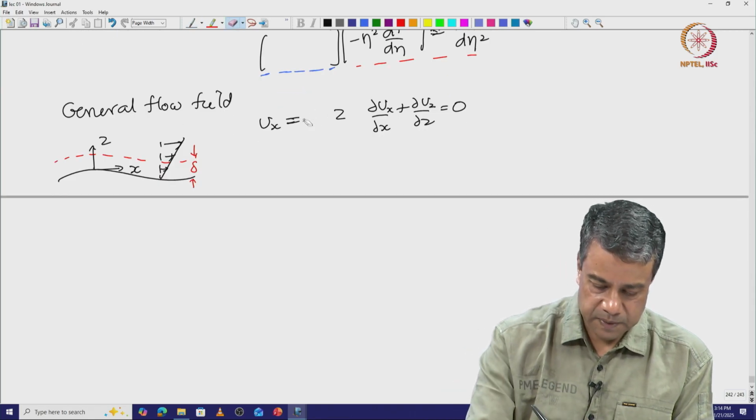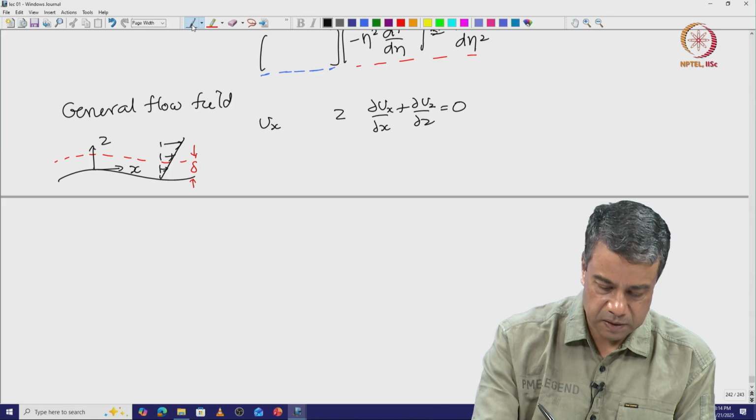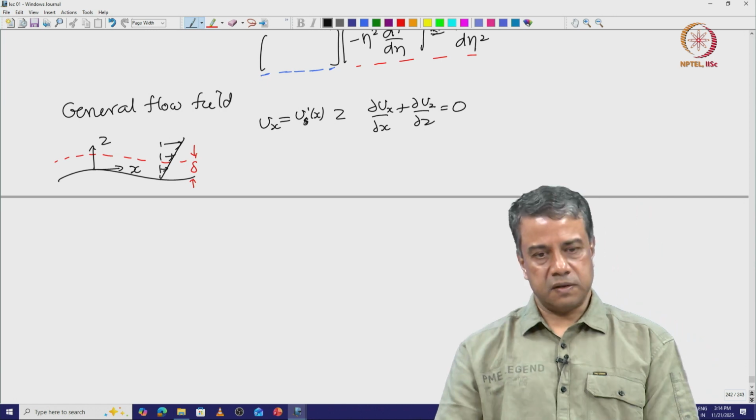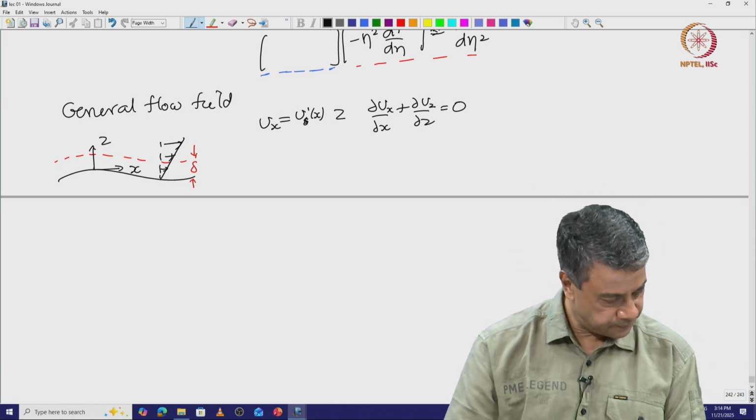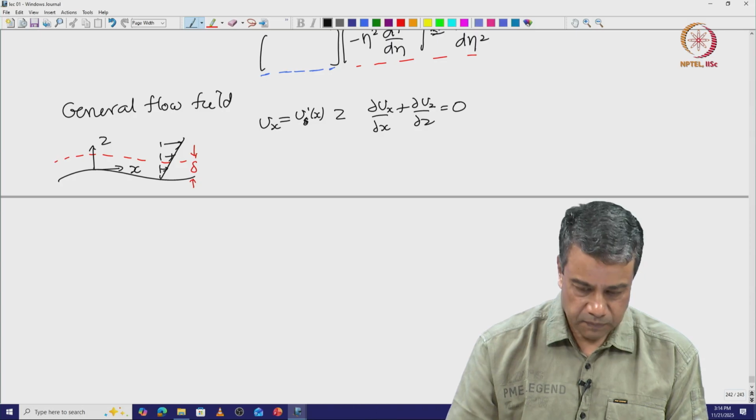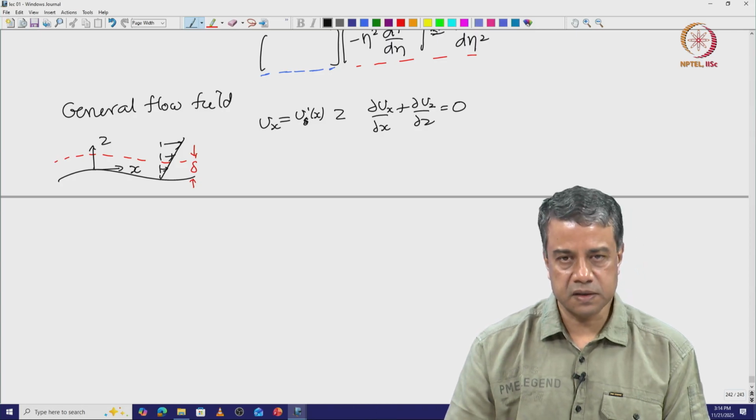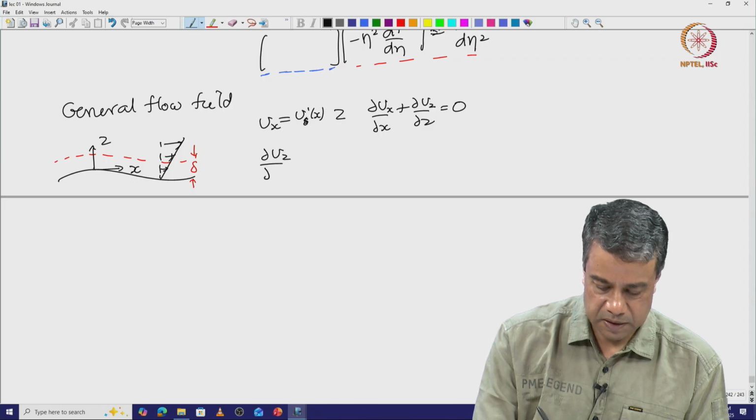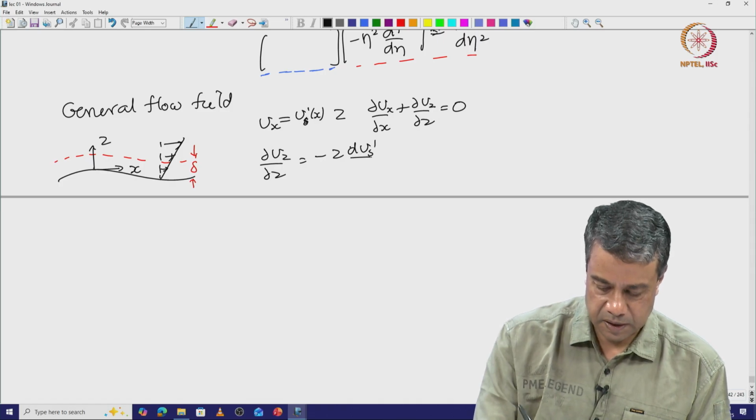Note that this Vs prime can in general be a function of x. This has to satisfy the mass conservation equation. That means that partial Vz by partial z is equal to minus z dVs prime by dx.